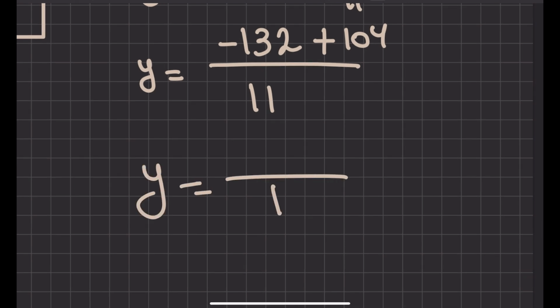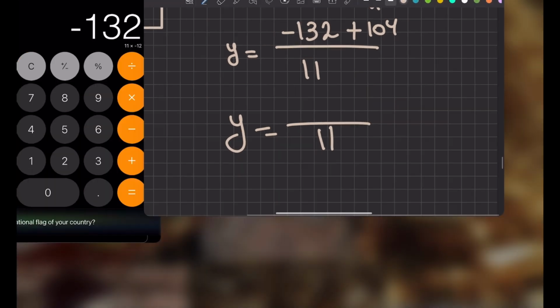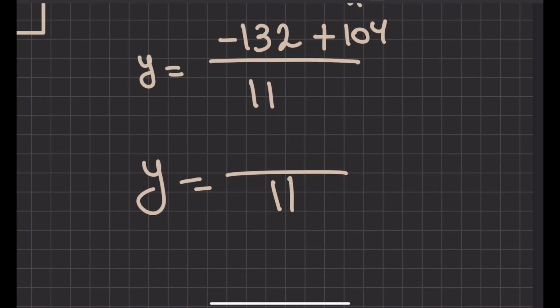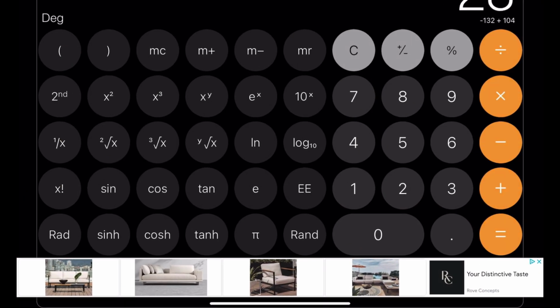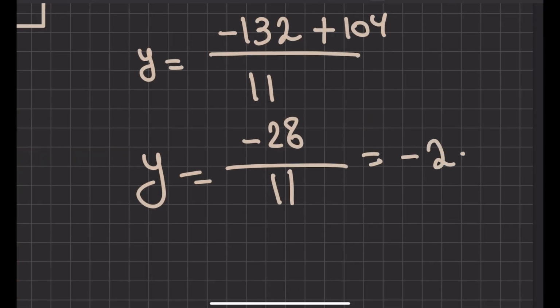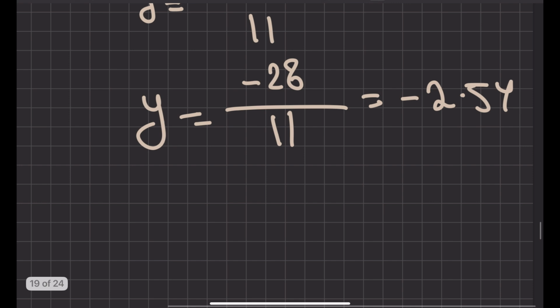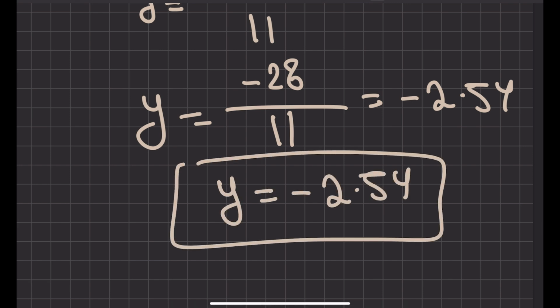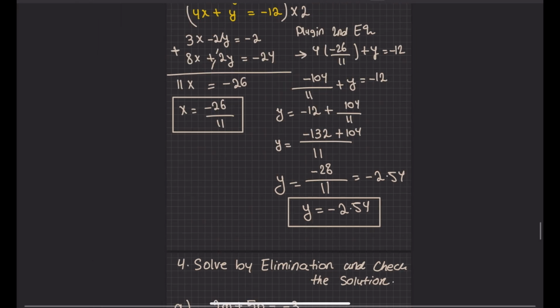So I have to use my calculator one more time. Negative 132 plus 104 equals negative 28. Negative 28 divided by 11. If your teacher wants it more simplified, you can use calculators. It's going to be negative 2.54. So your y equals negative 2.5, and this is the result for y.